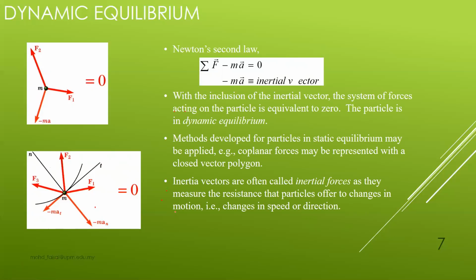Now, with the inclusion of the inertial vector, the system of forces acting on the particle is equivalent to 0. The particle is in dynamic equilibrium. Methods developed for a particle in static equilibrium may be applied. Coplanar forces may be represented with a closed vector polygon. Inertial vectors are often called the inertial forces.